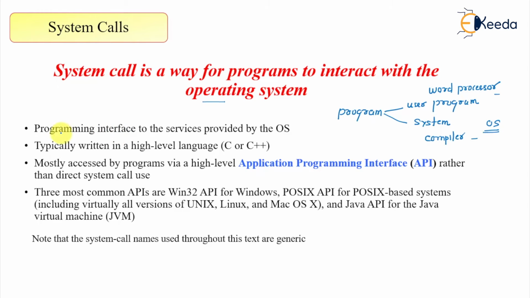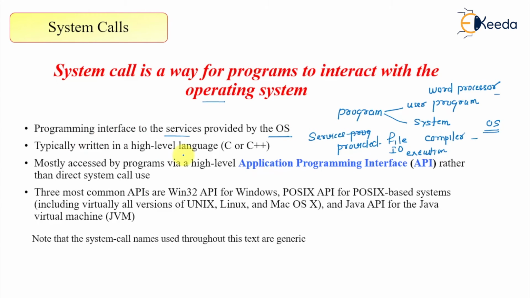Now a few points here: it is a programming interface to the services provided by the operating system. Why do they want to interact? They want to avail some services. In the previous section we have seen there are many kinds of services provided by the operating system, concerned with files, with IO, with the execution of a program. Programs want to avail those services.